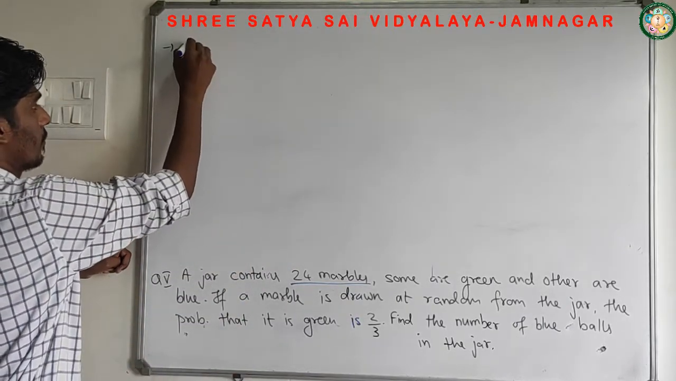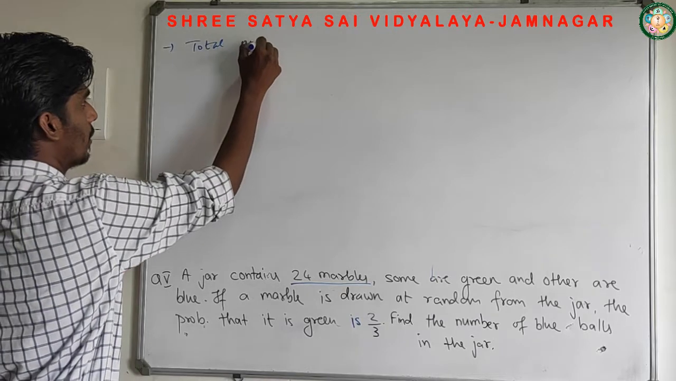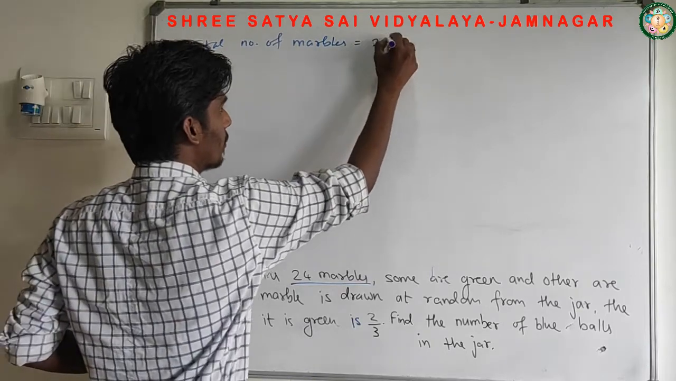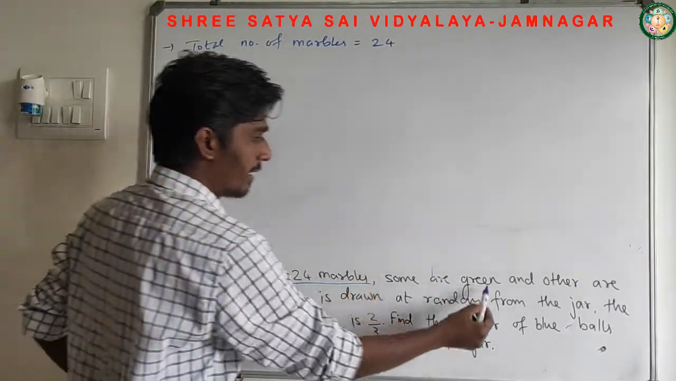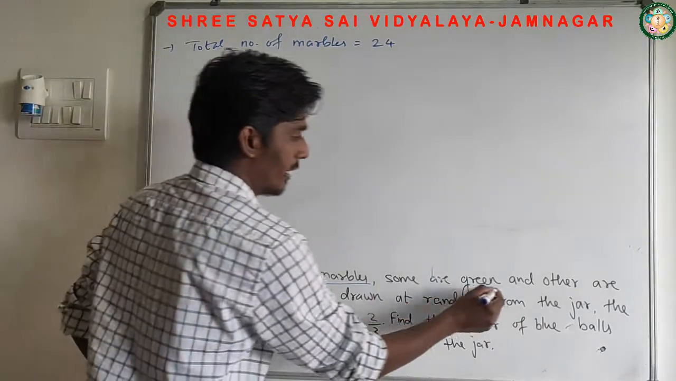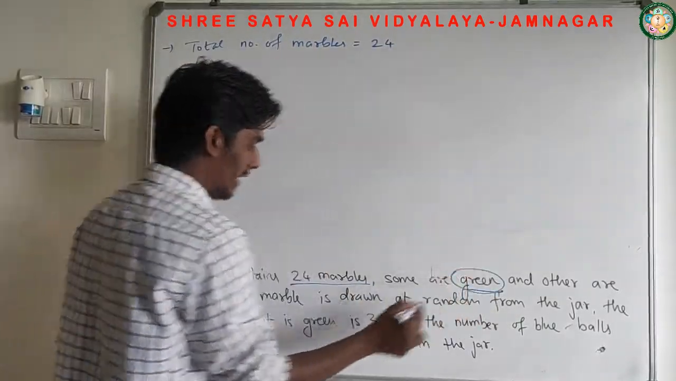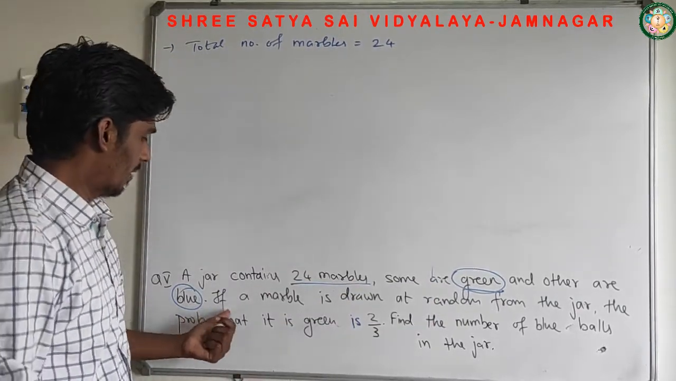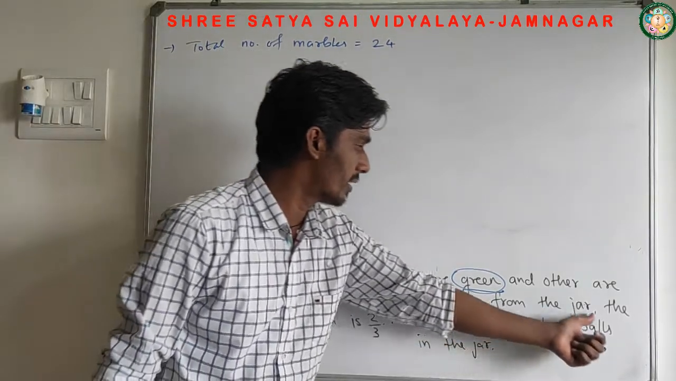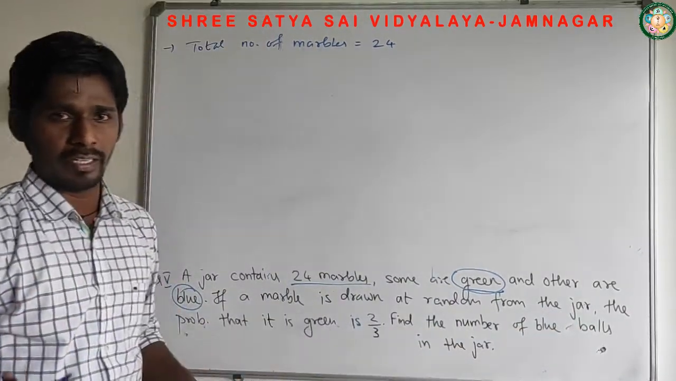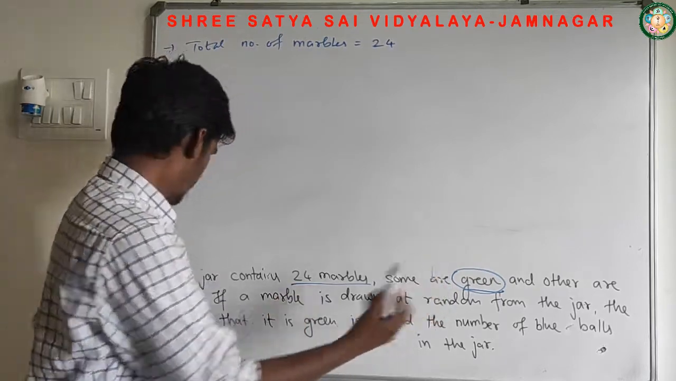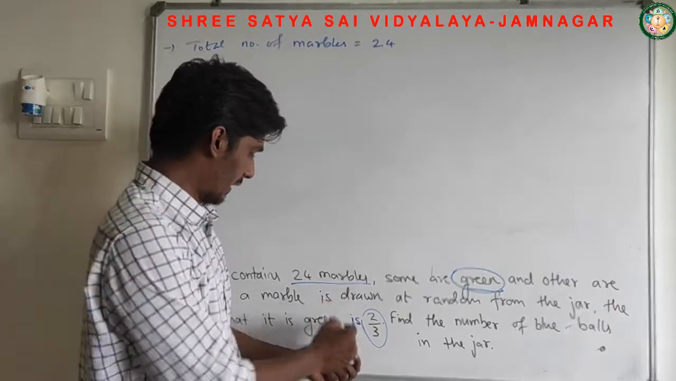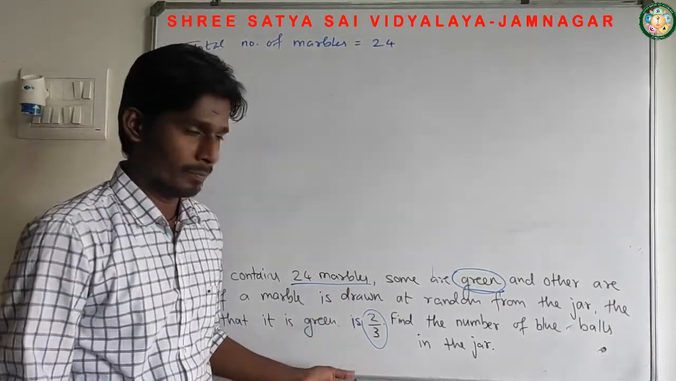So here, total number of marbles, how many? 24. Some are green and some are blue. So there are only two types of marble, either green or blue. If a marble is drawn at random from the jar, so from the jar they are taking out any marble at random, the probability that it is green is 2 by 3. So again, the probability of getting a green marble is given as 2 by 3.